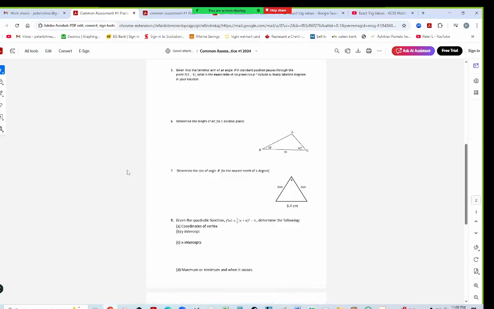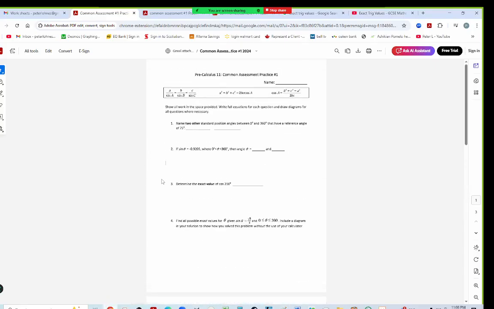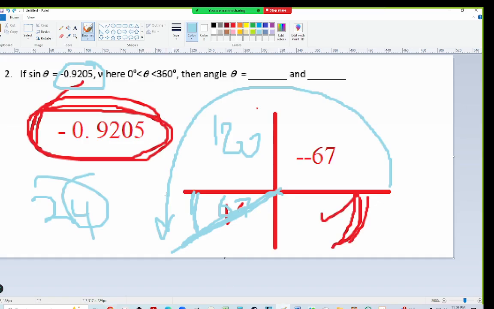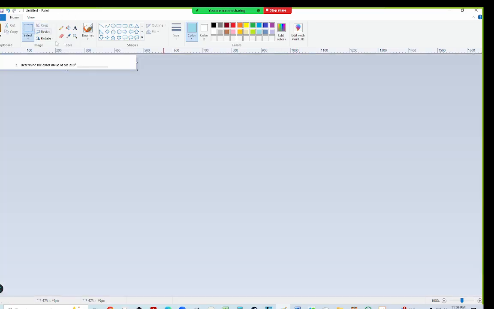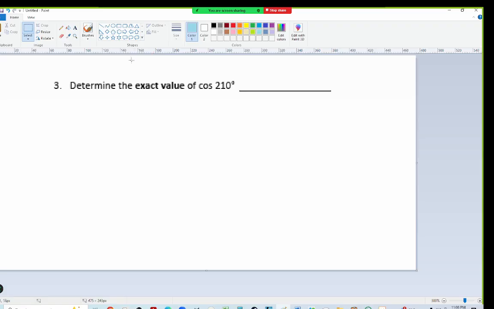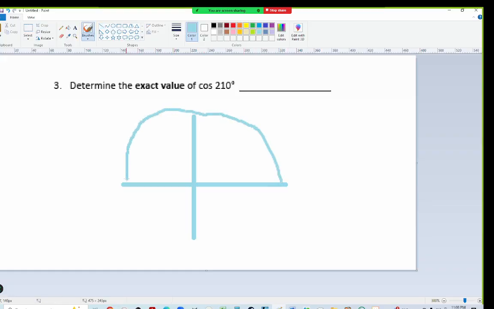Next one. Number 3. Notice the words in number 3, exact value. That means I have to use my special triangles. So we need to figure out what the reference angle, the acute angle, is for 210. 210 is this. We go 90, 180. How much more to 210 if this is 180? It's 30. So this time we're looking for the angle 30.